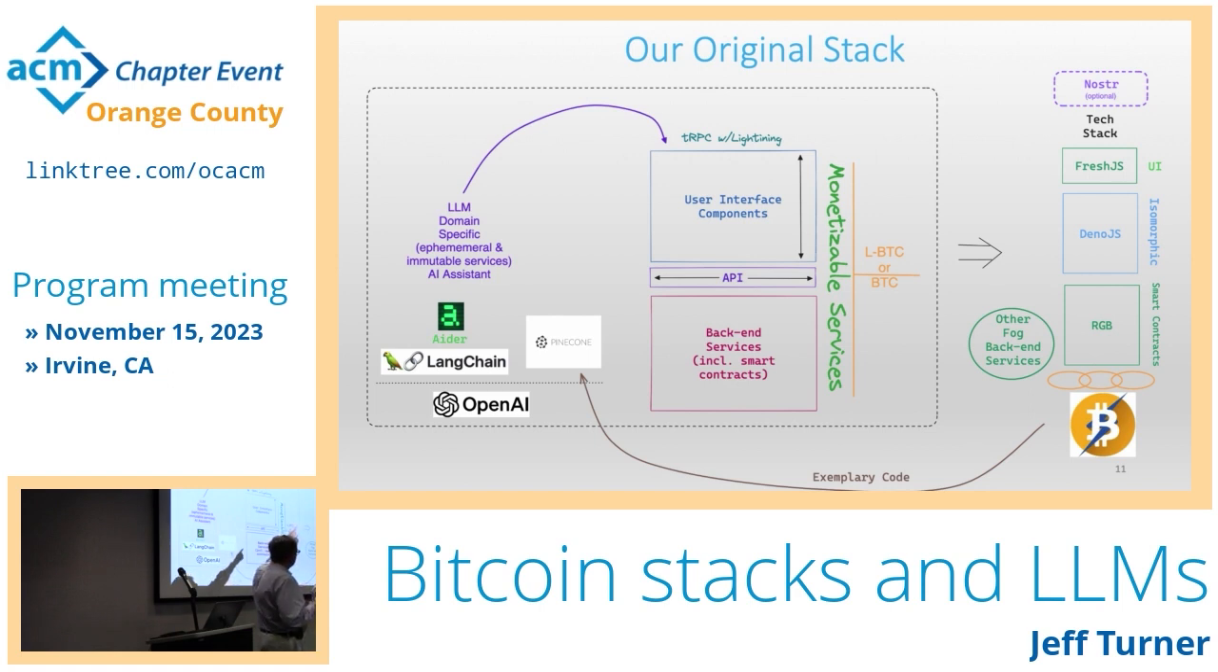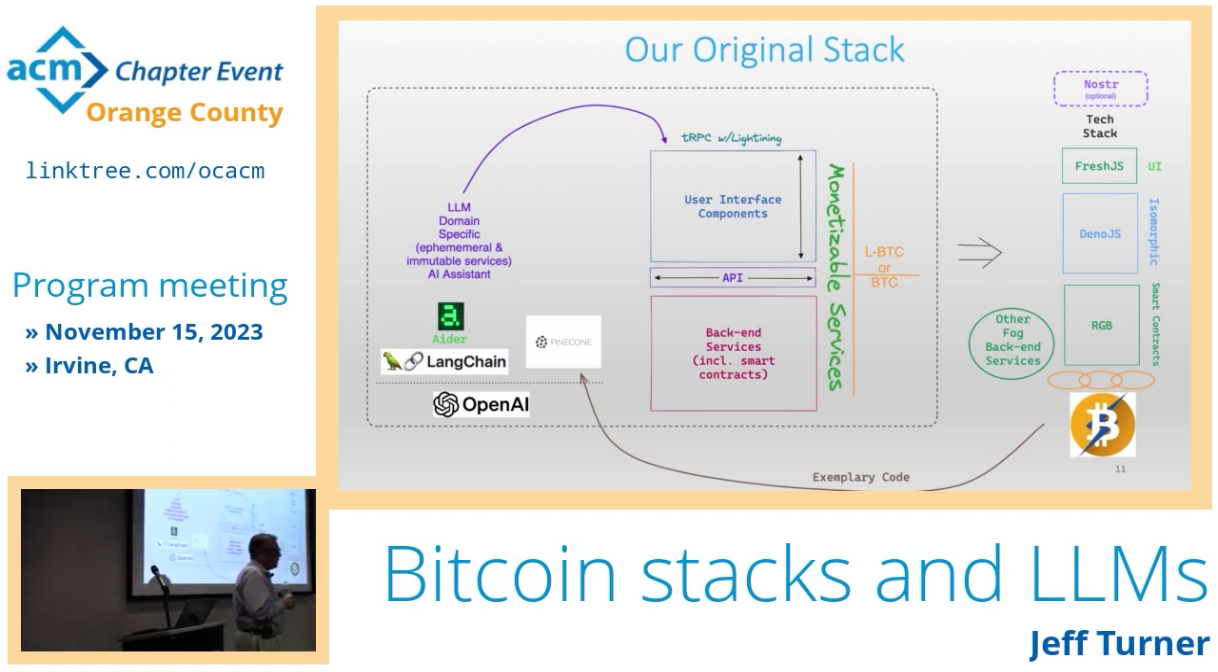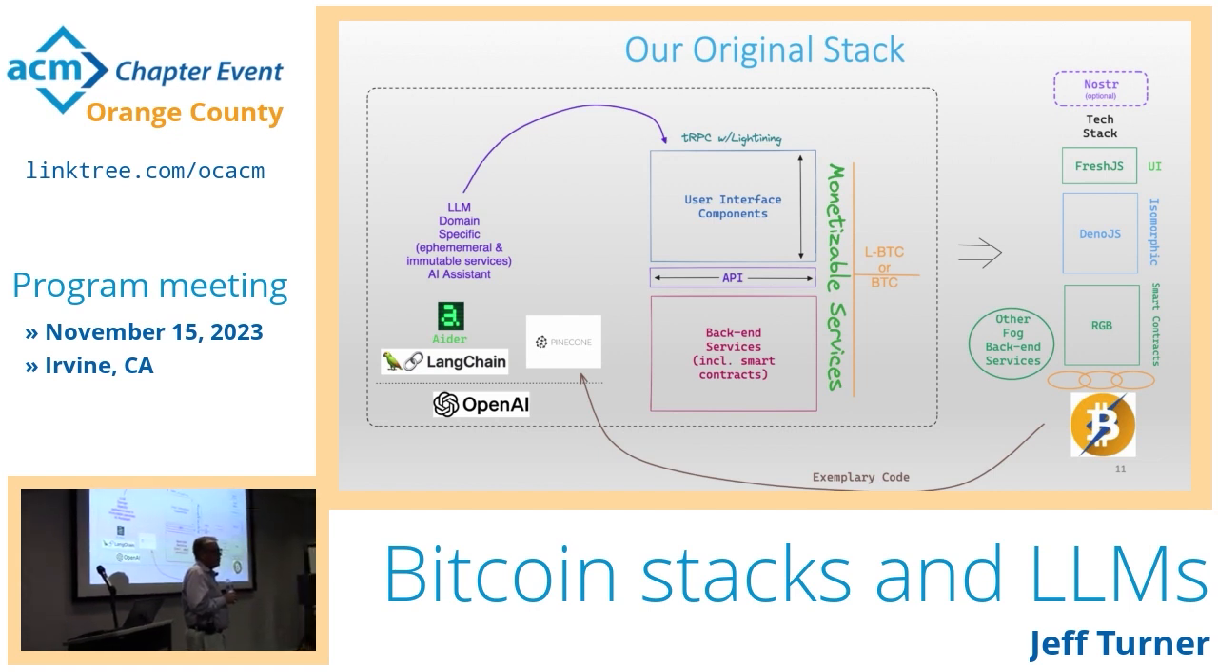And then we were going to use something called Fresh.js, which is built on top of Deno, and for immutable services we were going to use something called RGB, which is really good Bitcoin. RGB is a very interesting framework. It comes out of a lot of early Bitcoin research and work by a guy named Peter Todd and Maxim Orlovsky, who's the primary creator.